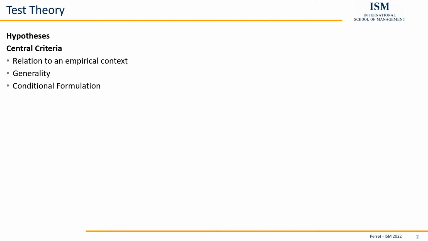So it always needs to be either directly formulated as a condition or be able to be reformulated in a conditional formulation. And finally, that's the most important one, it needs to be falsifiable. So we always need to be able to disprove our hypothesis, because that's the biggest problem here. We will never be able to prove a hypothesis. We will only be able to falsify it, to actually refute it.